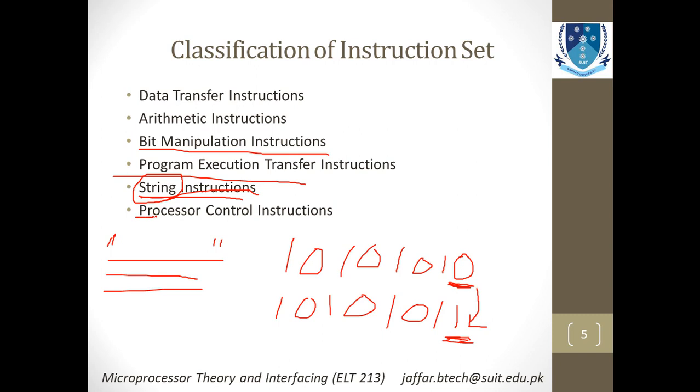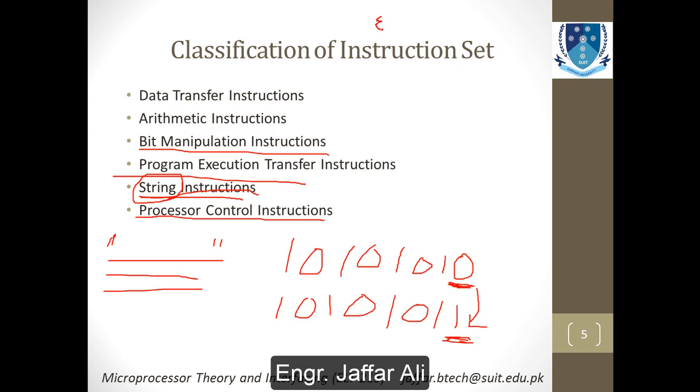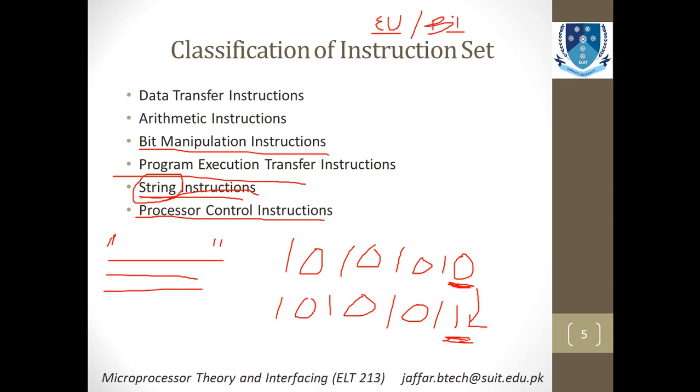In the last, we will be looking at processor control instructions. These instructions are normally used to control the performance or the mechanism of instructions. And you know that in 8086 we have discussed the EU and BIU, that is the execution unit and the bus interface unit, another portion of the 8086 microprocessor architecture.